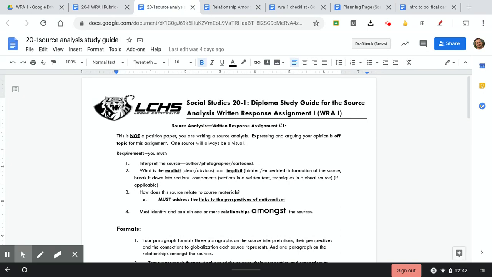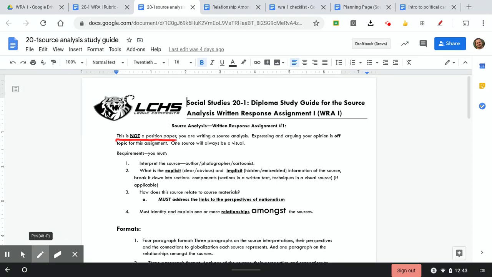So right off the bat, this is not a position paper. This cannot be stressed enough. I want everyone to repeat this 5 times. This is not a position paper. You are writing a source analysis.